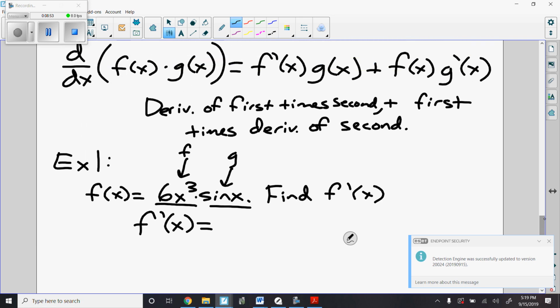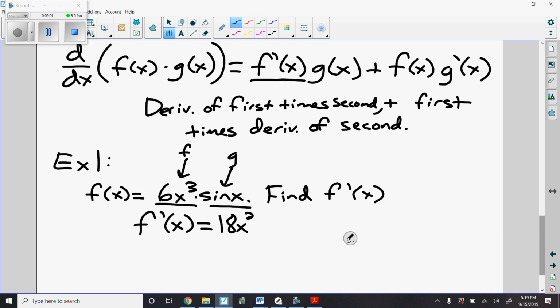So here's what I do. I take the derivative of the first term. Well, the derivative of 6x cubed is 18x squared. That's the derivative of the first, and I multiply it by the second. Notice I'm not doing the derivative of the second. It's just simply g of x. G of x is sine x. Derivative of the first times the second.